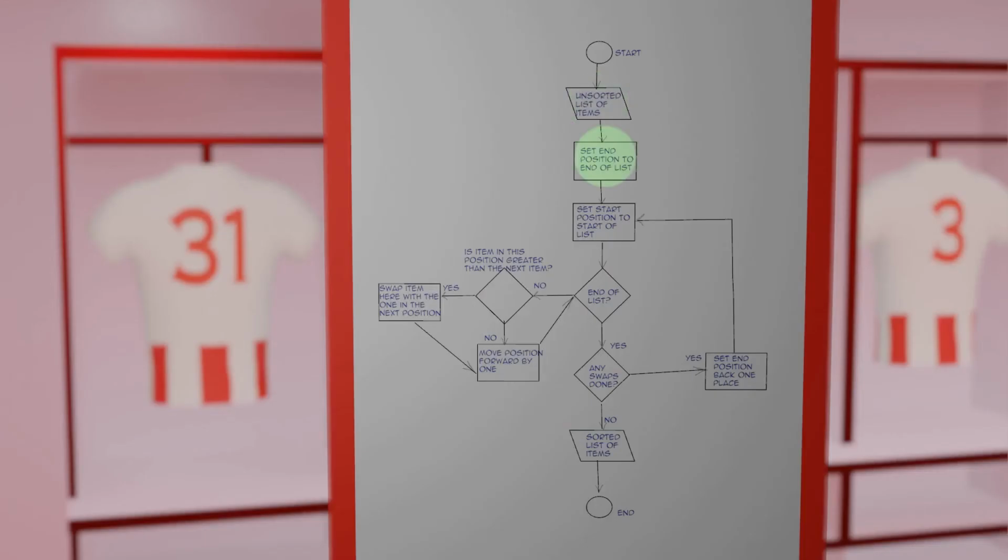Now we set the end position to the end of the list and the start position to the start. I'm using 0 as the first item again. We do a quick check to make sure that we're not at the end of the list, as this is how we'll exit from each loop. Using the start position, we compare the shirt in this position, which is 31, with the next shirt, 25, to see if it's greater. It is, so we swap them, not forgetting to update our trace table at the same time.